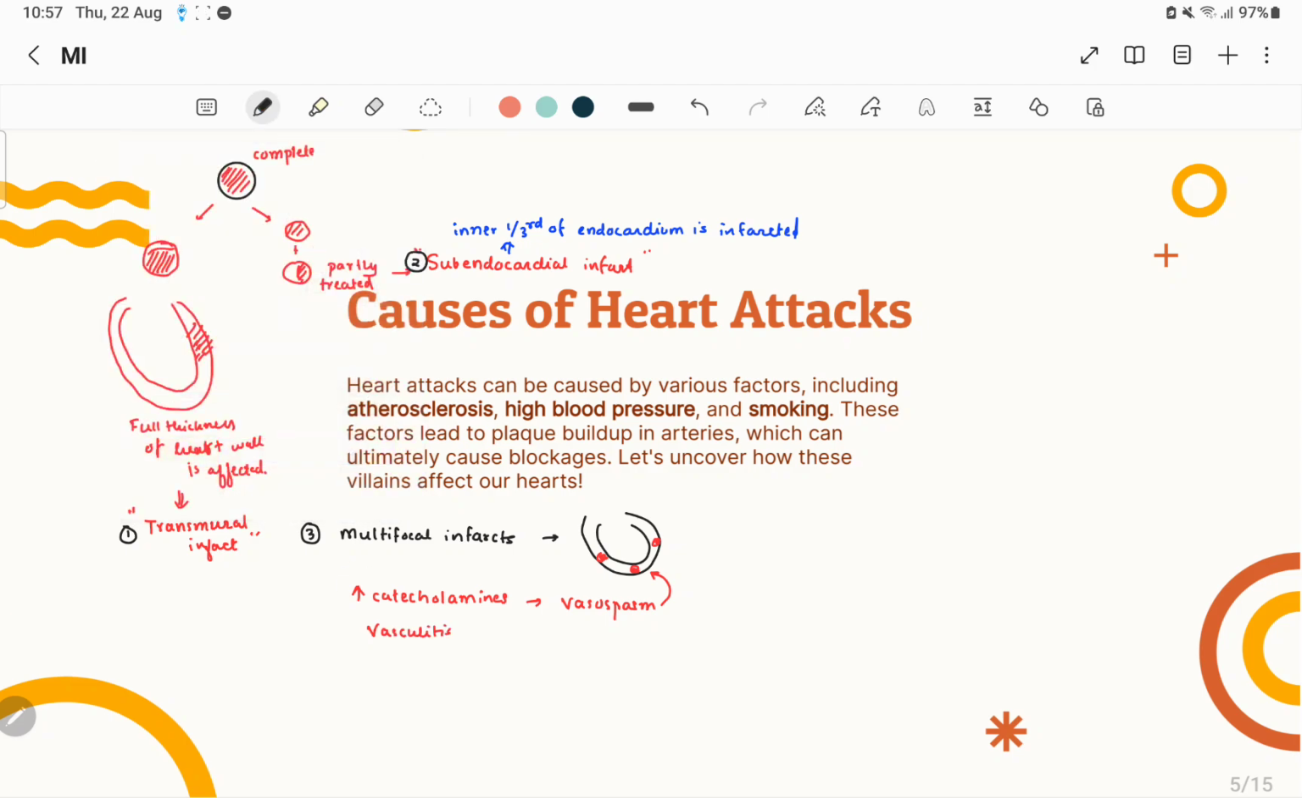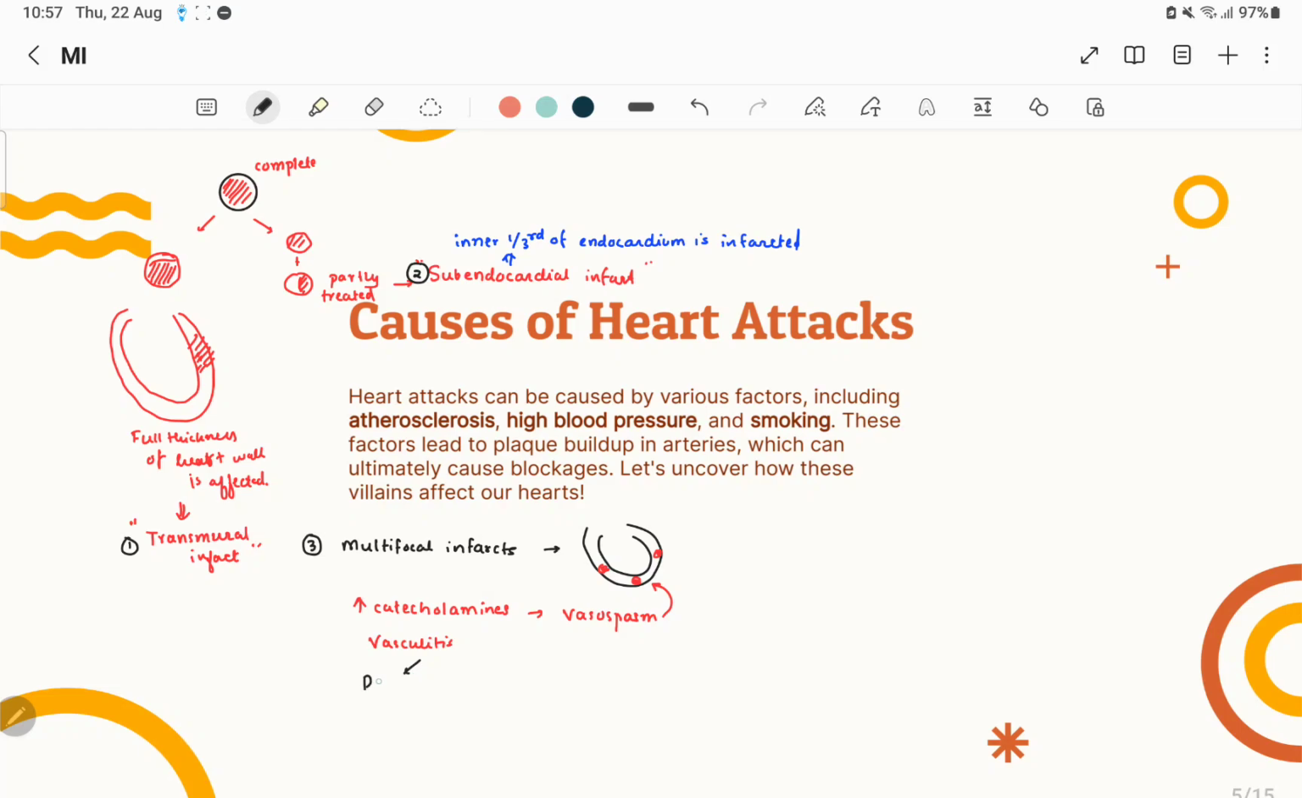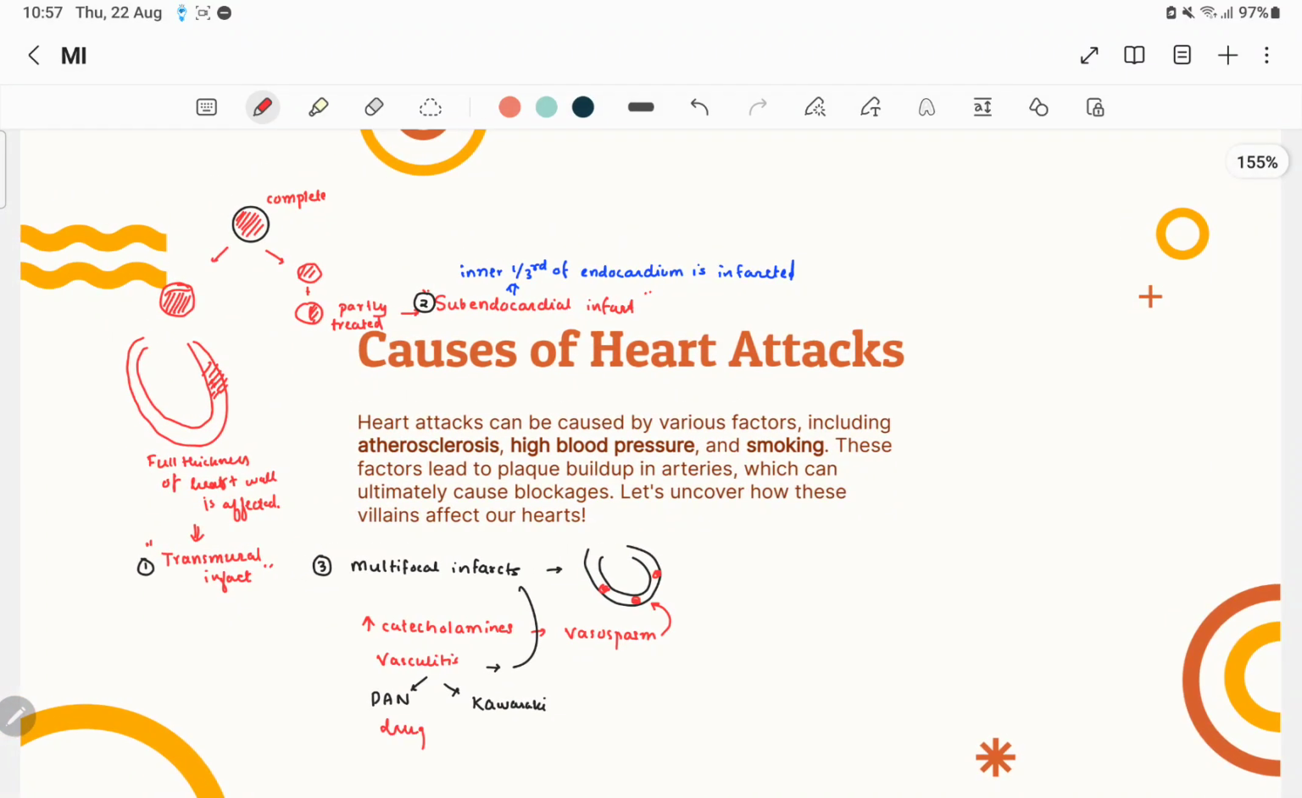For example, we can have PAN, or we can have Kawasaki disease in children. Okay, this type of vasculitis. So this can also lead to multifocal infarcts. Or we can have drugs like cocaine, which can also cause this type of multifocal infarcts, right? So these are the etiologies for multifocal infarcts. Done.